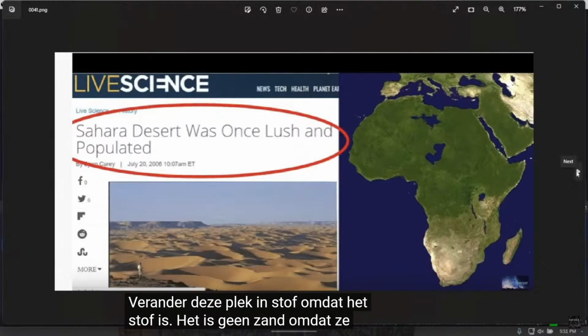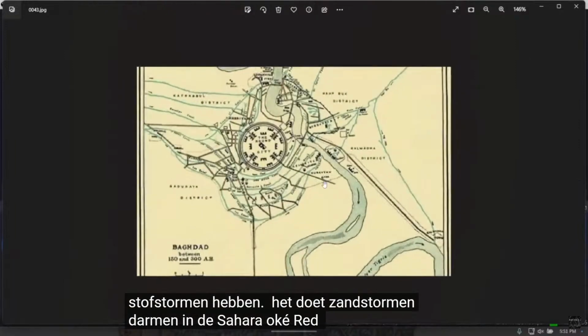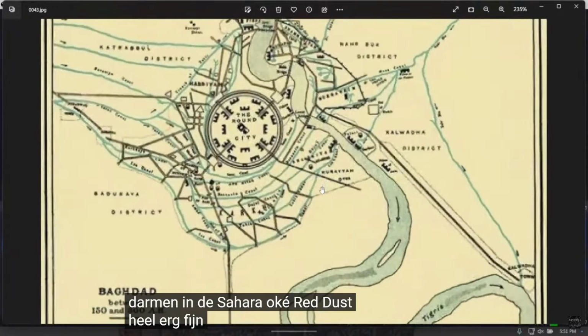It's not sand, because they have dust storms. It's not sandstorms, it's dust storms in the Sahara. Okay, red dust, very, very fine.